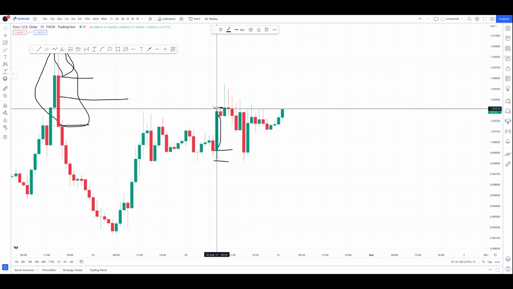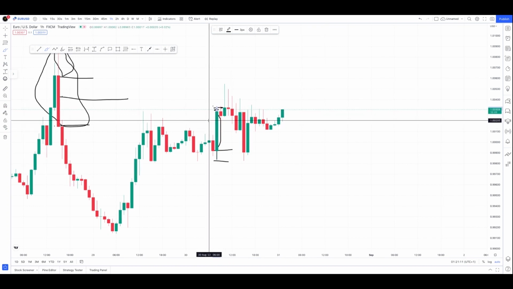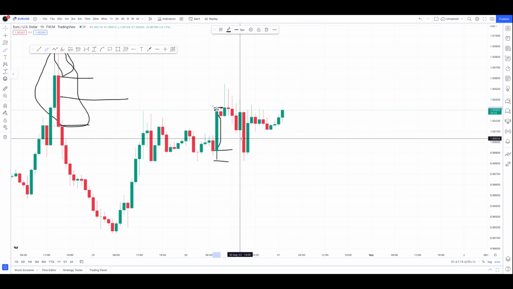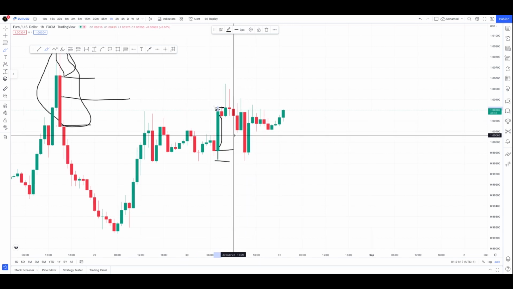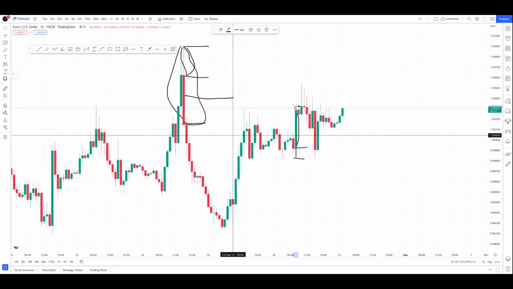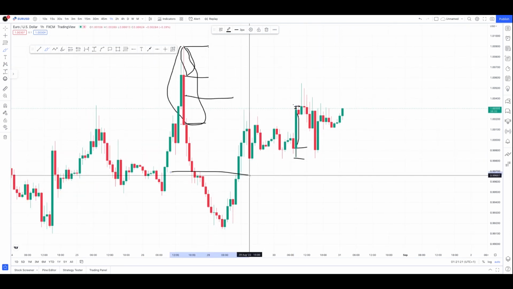After that was created, the sellers came into the market and pushed it down a little, and the candle ended up closing here. Now we are currently on the 1 hour time frame, which means each candlestick printed here shows what happened in 1 hour. You understand? At that particular hour, this is what happened.